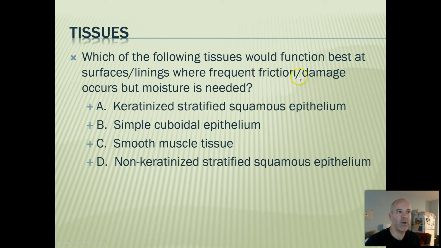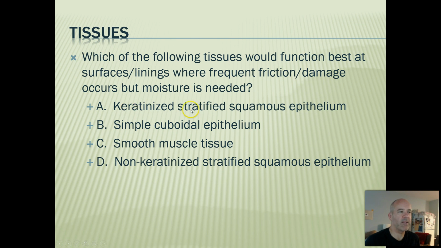Frequent friction or damage, like the skin, your skin is constantly bumping up into something. Or think about the inside of your mouth. Your teeth are constantly rubbing up against the insides of your cheeks. You swallow things, particles of food that tend to rub up against those tissues and can slough them off pretty easily. So we want these tissues to be pretty resilient. But we also want them to be moist. So that's going to help us narrow things down.